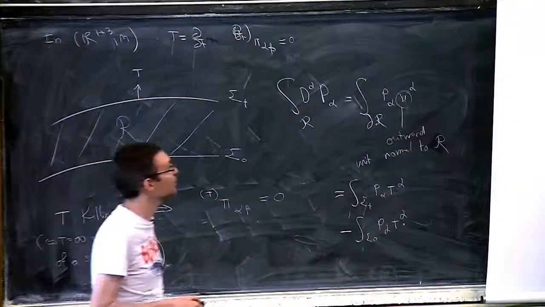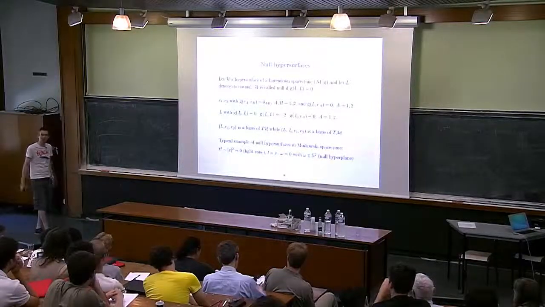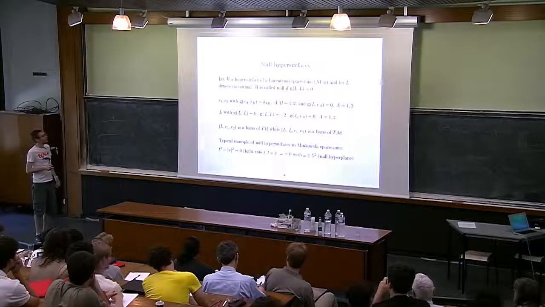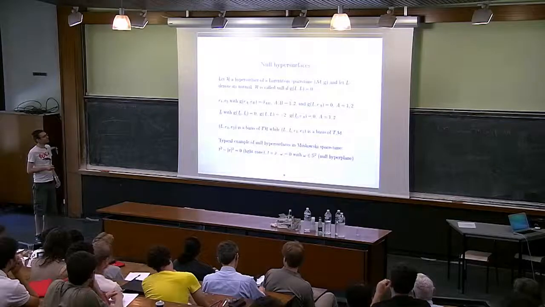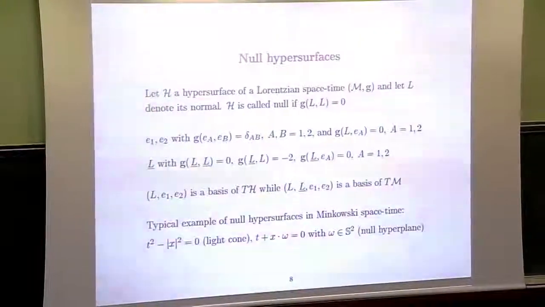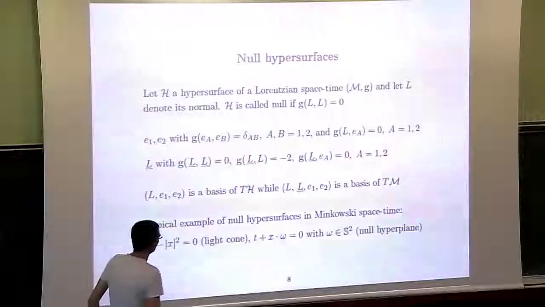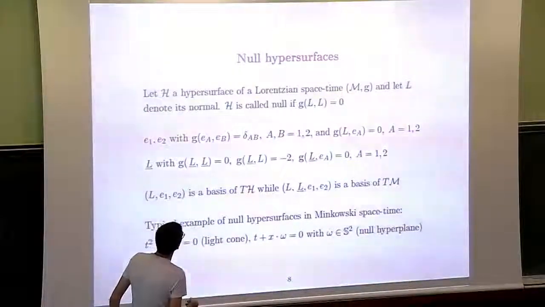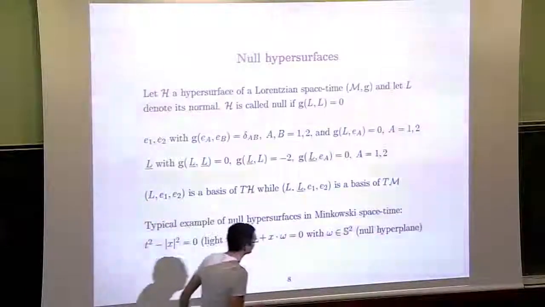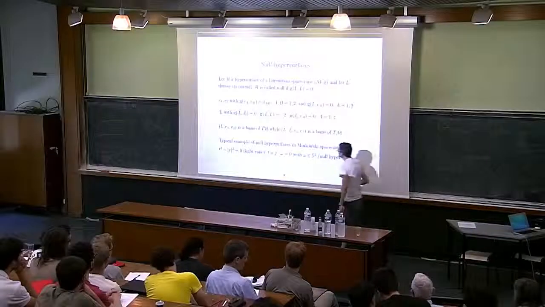And for this, I'd like to review a little bit my notation on null hypersurfaces, because we'll have to integrate on those. Okay, so a null hypersurface is a hypersurface in the Lorentzian spacetime such that if I denote by L its normal, then I have g(L, L) is zero. In other words, the normal is a null vector. So maybe I should have started with the example. Of course, the typical example of null hypersurfaces.